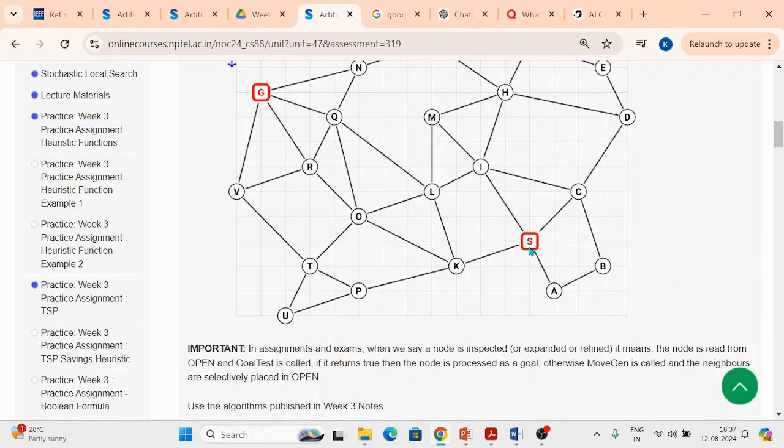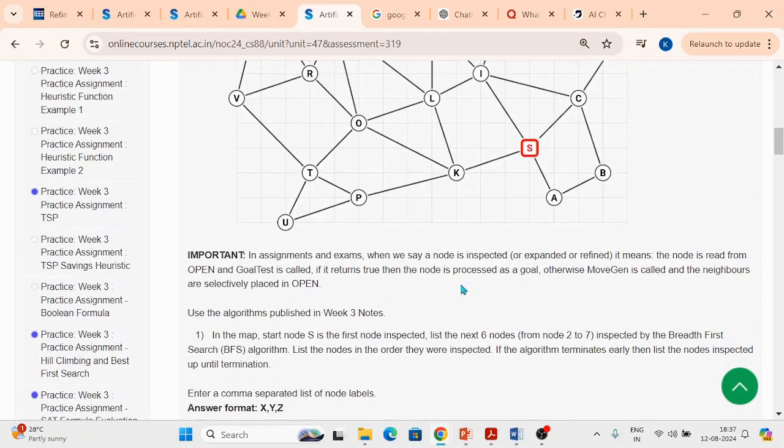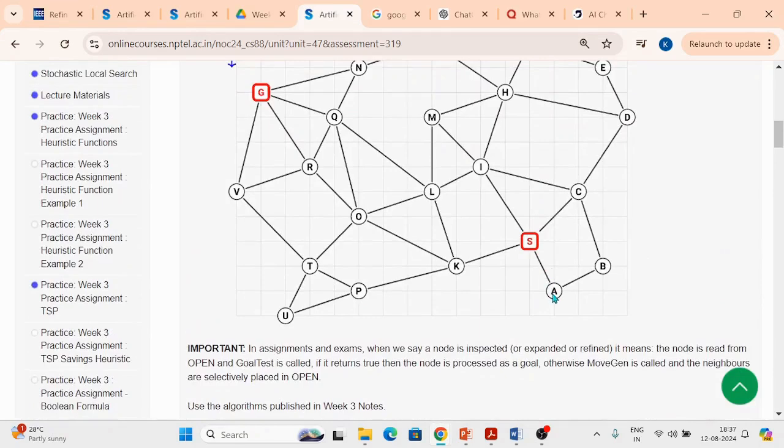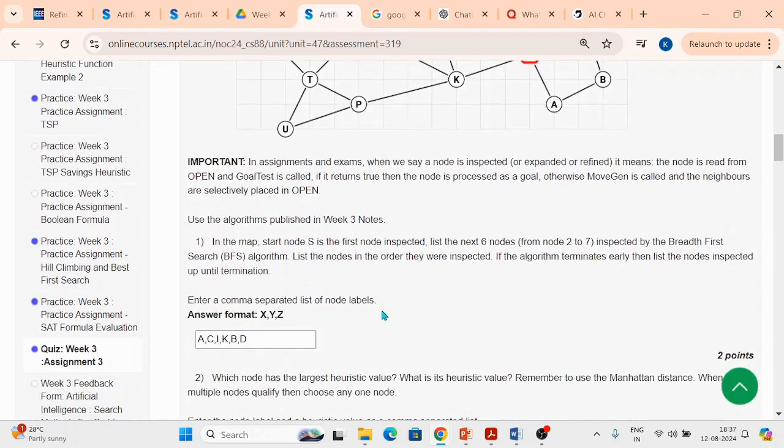According to BFS, the first node visited is S. They didn't ask you to mention S, so we'll start from the node 2. That is, next node is A, next C, next I and K. So A, C, I, K are the nodes now in the open list. S will go to the closed list.